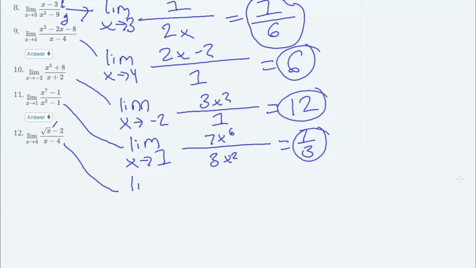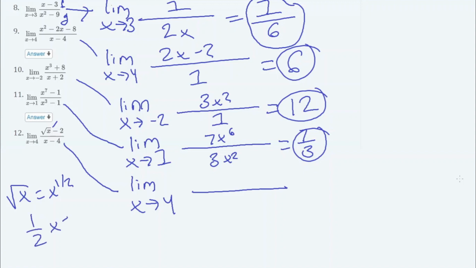And then number 12. Number 12 is going to be limit as x goes to 4 of radical x minus 2 over x minus 4. So radical x, we're going to rewrite that as x to the half power. And now we're going to find the derivative here, which is going to be half x to the negative half power. If we rewrite that, we're going to have 1 over 2 radical x. That's a good rule to know, the derivative of square root of x, just because you get asked that a lot, and it'll come in during substitution. So the derivative of square root of x is going to be 1 over 2 radical x, and then the derivative of negative 2 is going to be 0. And then in the denominator, we're going to have 1, because we have x minus 4. And now all we need to do, if we rewrite it, is we're actually just going to have 1 over 2 radical x.